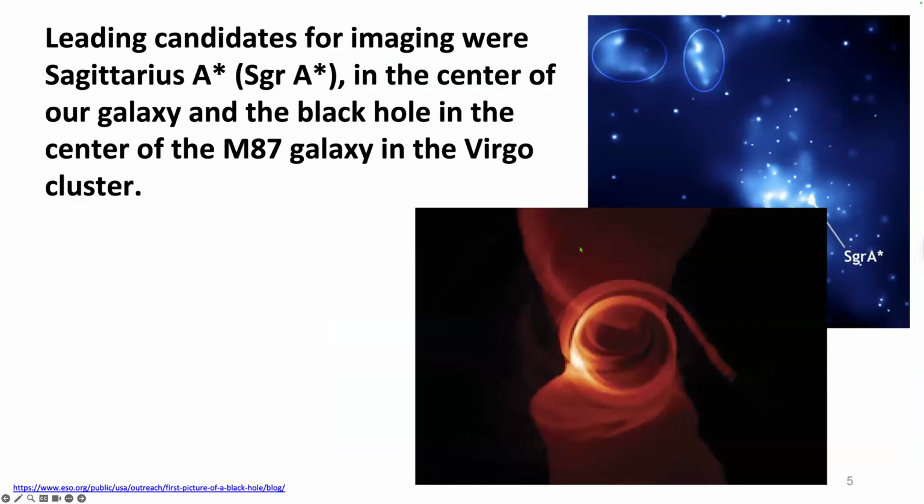So here, when this idea first came forward, there were candidates for what black holes we should look at. Remember, the black hole is black. There's nothing to see. But surrounding it is a cloud of gas and dust that's destined to fall into the black hole. We can see that.